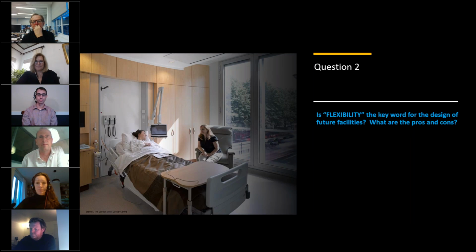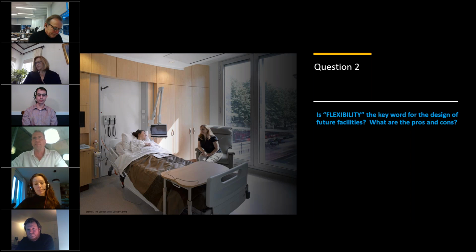So very often we talk that a lot of units in the hospital should be designed in a flexible way so that the functions can be changed and respond to different pandemics, different challenges. Is flexibility the key word for the design of the future facilities, and how do you see the pros and cons for it? Kate, can you maybe start with that question?